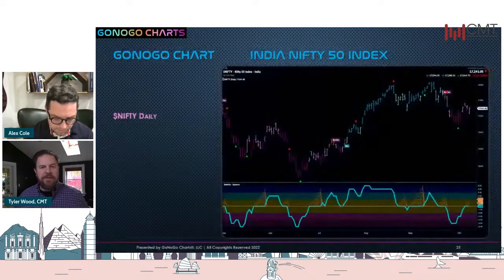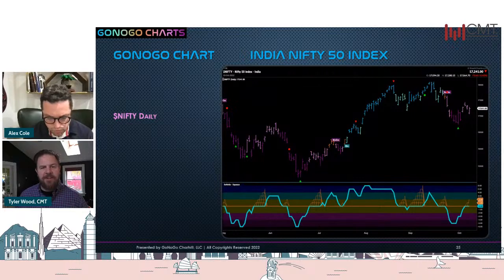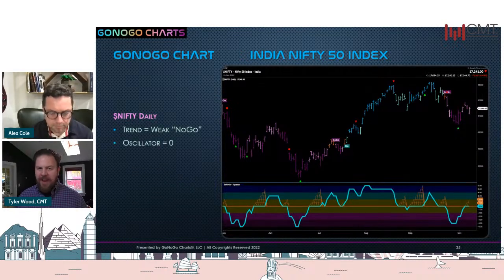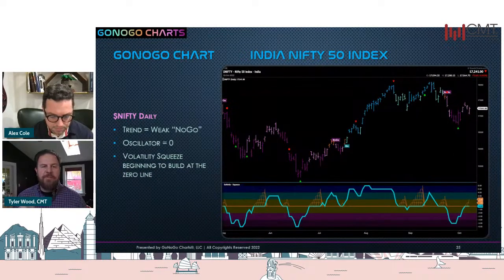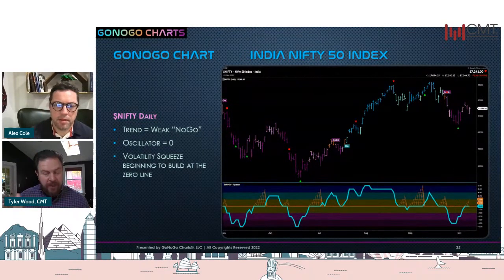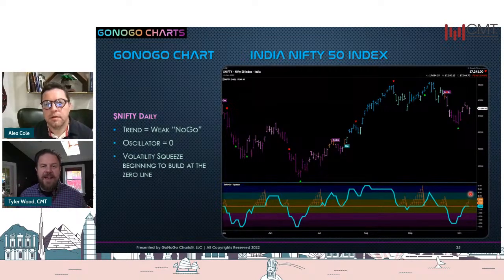If we jump into the Nifty 50 on a daily chart, we can see a little tighter price action. Let's walk through this. We've got pink bars. We're on a weak no-go. Where's that oscillator at? Right back at 0. But what's important is that it's retesting 0 from below, right? We've got the squeeze beginning to build. All else being equal, we're in a no-go trend. We've been in negative momentum. We would expect this to roll over. So it's a clear signal to us. If we break positive on the go-no-go oscillator, that's a real threat to this downward sloping no-go trend.